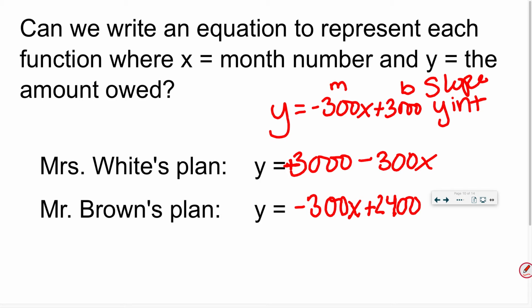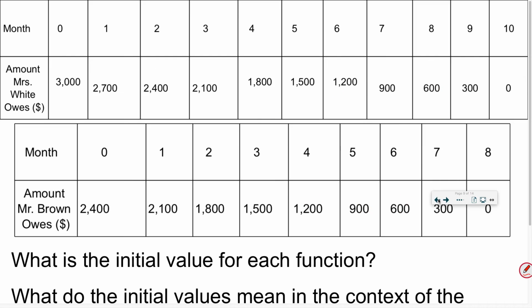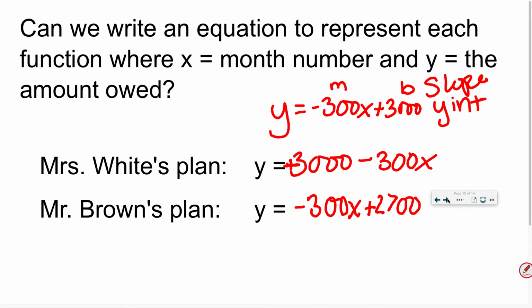The 2,400 is wrong. Which one's wrong? The 2,400 is 2,700. Oh, is it? I'm sorry, I thought it was 400. Can we go back and just look at the table? 2,400. All right, you're being a good car salesman, trying to get us to pay more money.